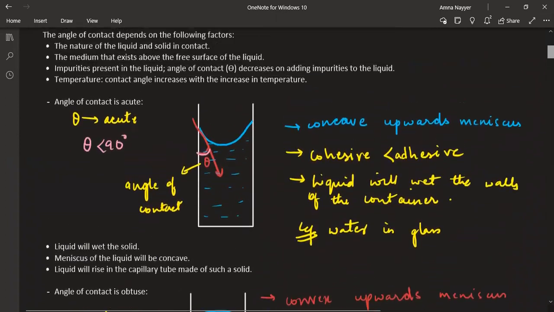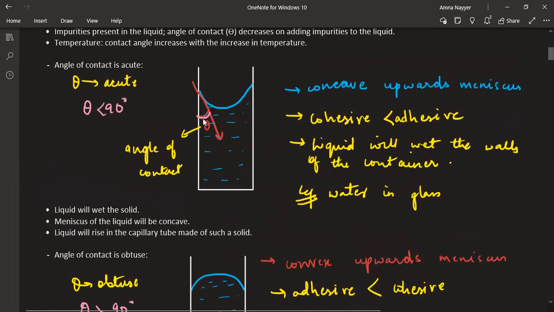Let me tell you in detail. See, this is a concave meniscus. Here, look at the angle. This is how you will drop a tangent. This is the container, so this will be the angle of contact. It will always be acute, meaning less than 90 degrees, for a concave upwards meniscus. One thing you have to notice here is that adhesive forces are greater than cohesive forces. Remember, we did adhesive and cohesive forces. Adhesive forces are the forces between two different objects like water and glass. So here the force between water and glass will be more than water in water, so the liquid will wet the walls of the container.